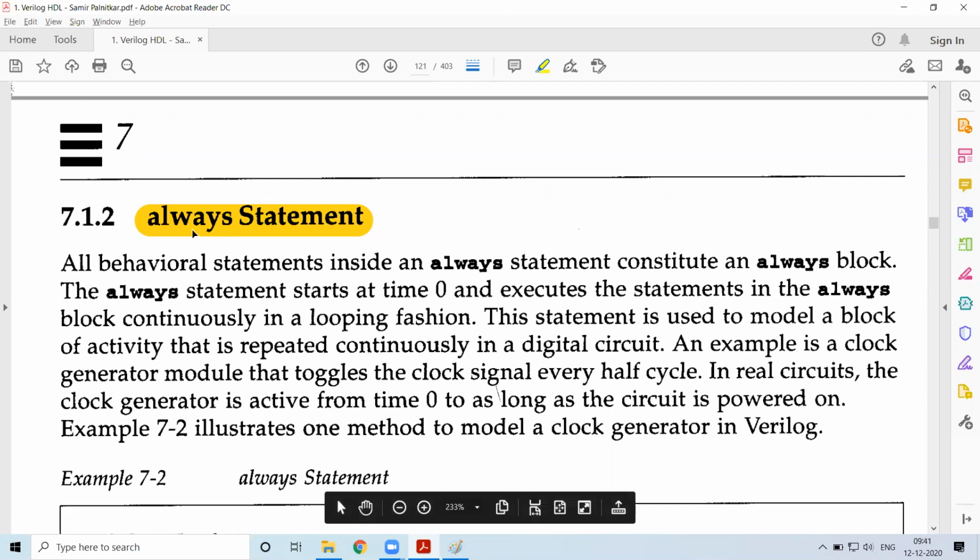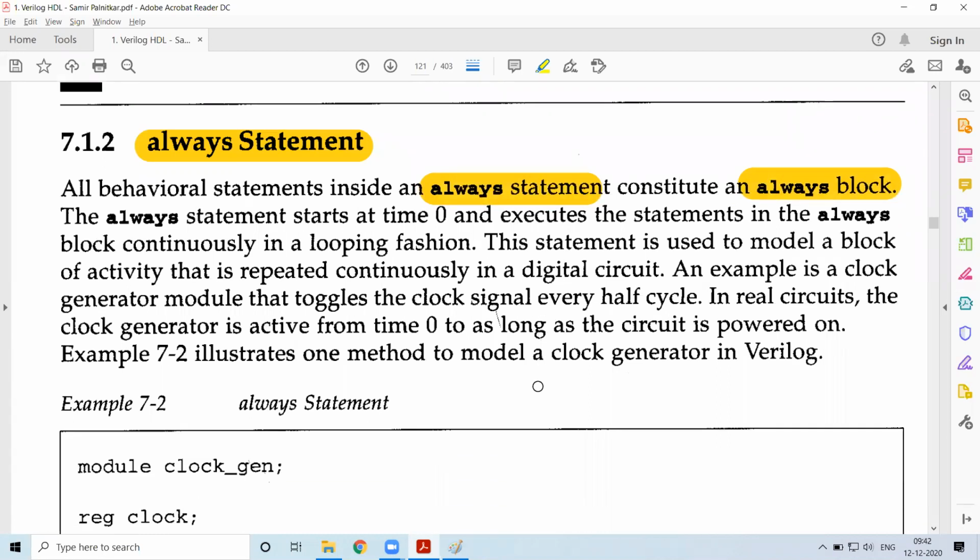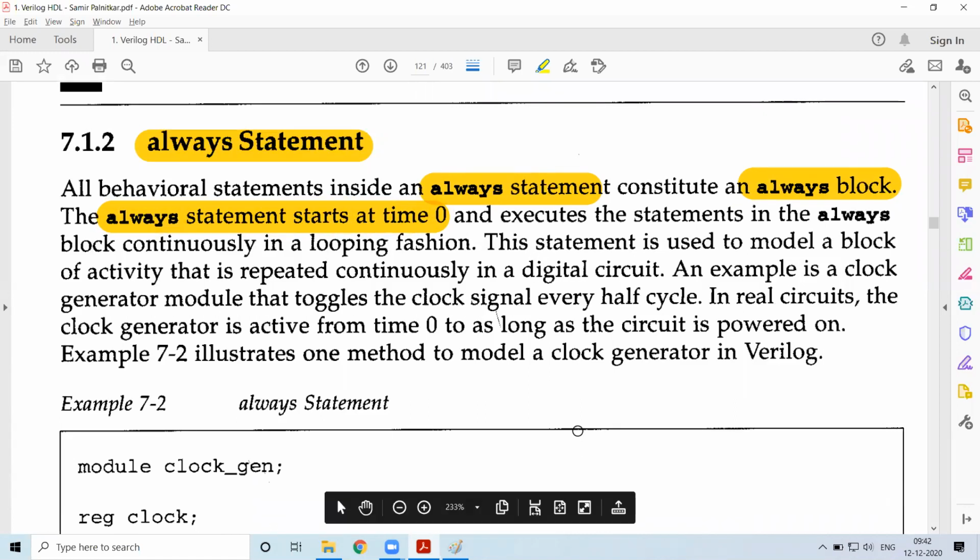So always is the keyword which is utilized to identify the always block, and there can be a number of statements within the always block. There can be a single statement, there can be multiple statements, as is the case even in the initial statement. So all the statements which fall under the always statement constitute the always block. Even in this case, the always statement starts at time t equal to 0, that is at 0 time unit.